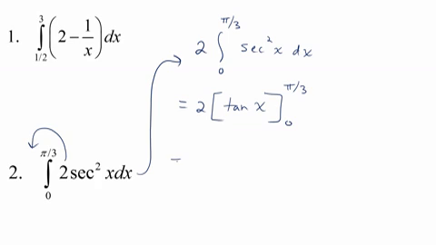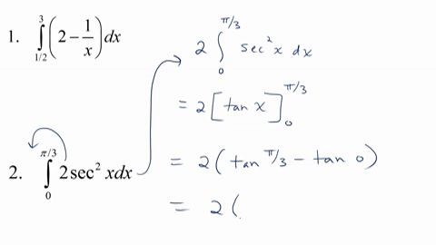So our answer can be found by taking 2 times the quantity tangent pi over 3 minus tangent 0. We would get 2 times, the tangent of pi over 3 is root 3, minus tangent 0 is 0, giving us a final answer of 2 root 3.